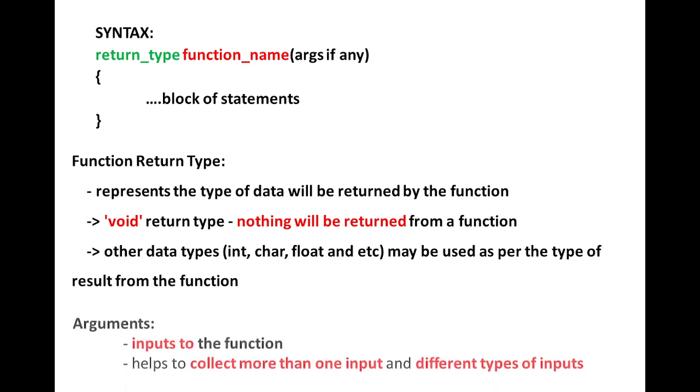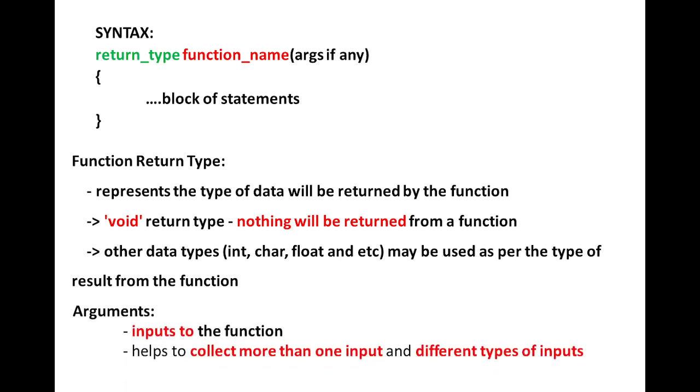Then arguments, as I told you, are about taking the input to the function. You can have more than one argument, and also different types of arguments, in the sense of different types of data, because the input to the function represents the kind of data we give to the function to handle. So all the arguments have their required data type to carry the data to the function.